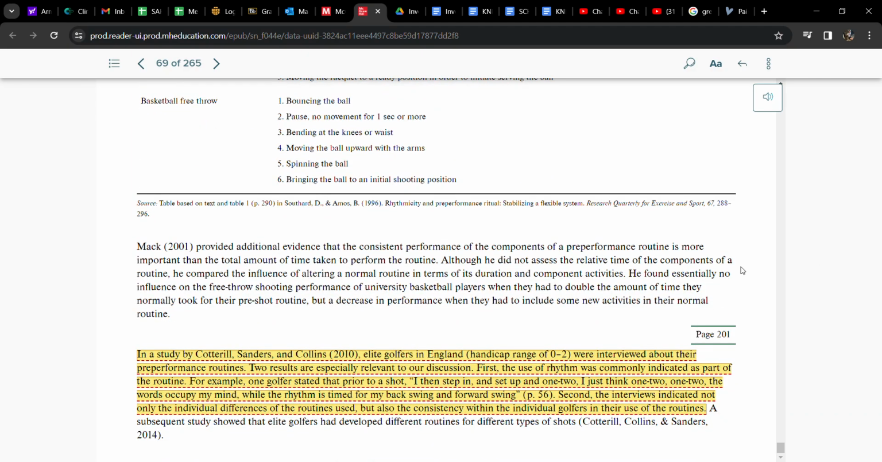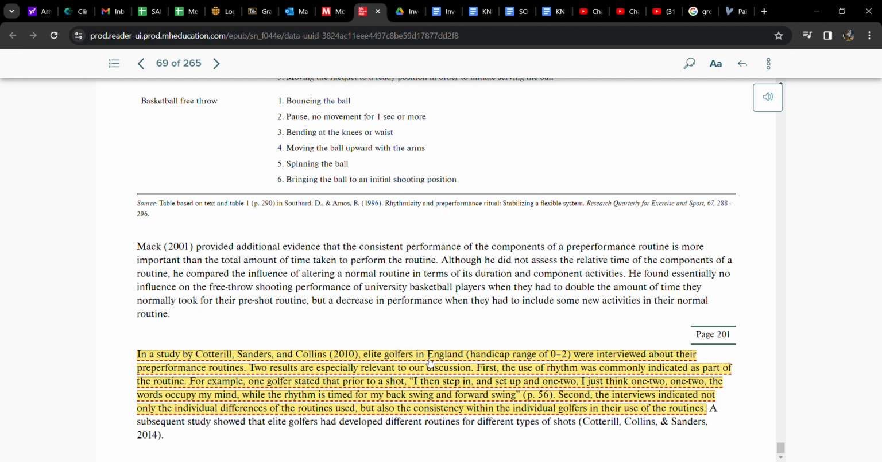The final part here is a study by Cotterill, Sanders, and Collins in 2010 that used elite golfers in England, and they interviewed them about their pre-performance routines. So there were 2 results that were especially relevant to this discussion. First, the use of rhythm was commonly indicated as part of the routine. For example, one golfer stated that prior to a shot, he would say, "I then step in, set up, and 1, 2. I just think 1, 2, 1, 2. The words occupy my mind while the rhythm is timed for my backswing and forward swing."